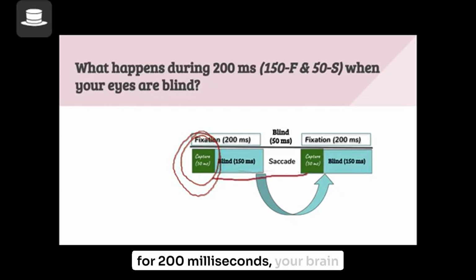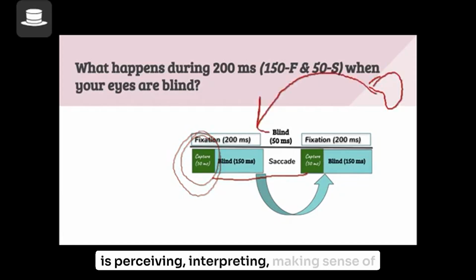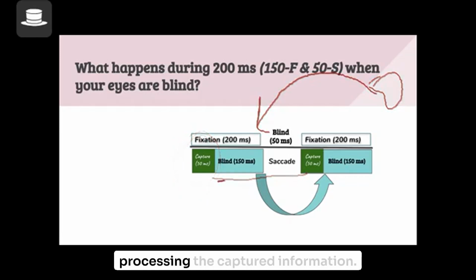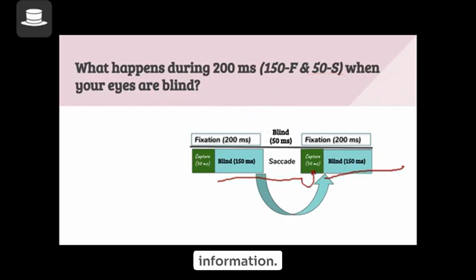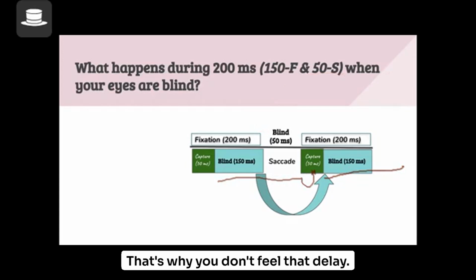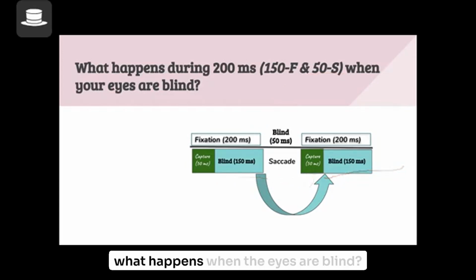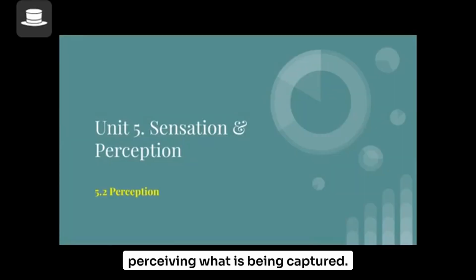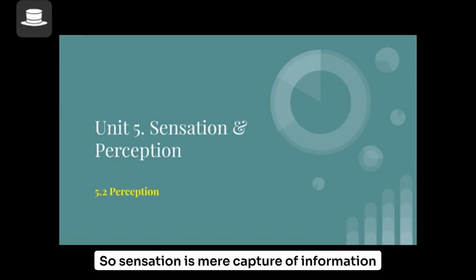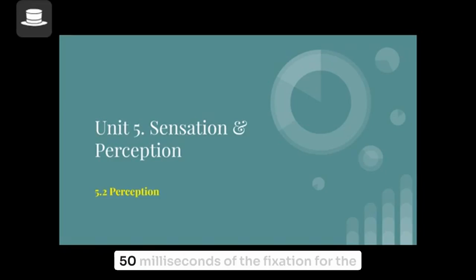Does it make sense? So your eyes are capturing information during 50 milliseconds. For 200 milliseconds, your brain is perceiving, interpreting, making sense of what is being captured. So your brain is busy processing the captured information. It will capture information again, and the brain is busy perceiving the captured information. That's why you don't feel that delay. You don't feel that gap. So what happens when the eyes are blind? Well, you don't realize they are blind because your brain is kicking in and perceiving what is being captured. So sensation is mere capture of information by your eyes, intermittently capturing information during fixations, and only during the 50 milliseconds of the fixation. For the remaining time, you are perceiving.